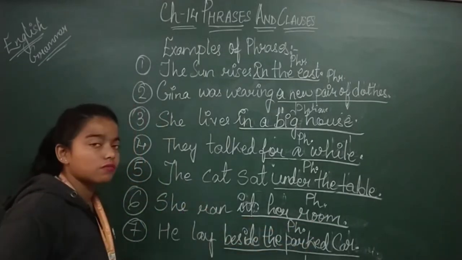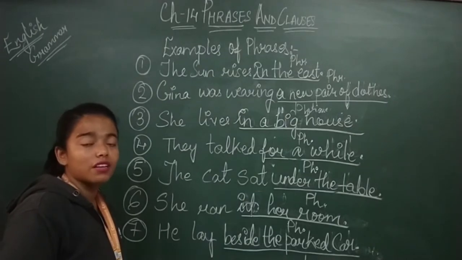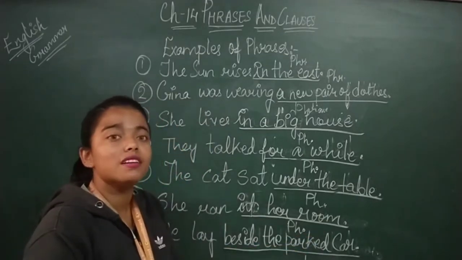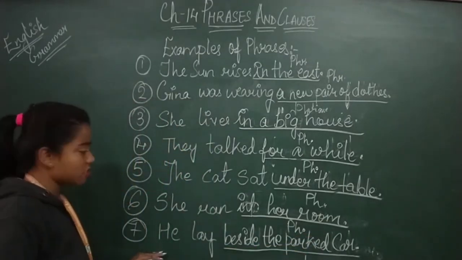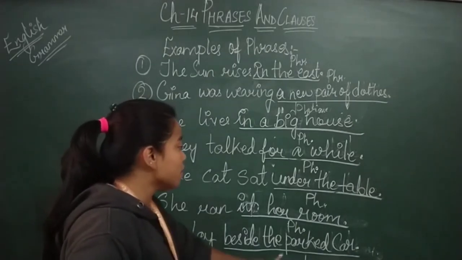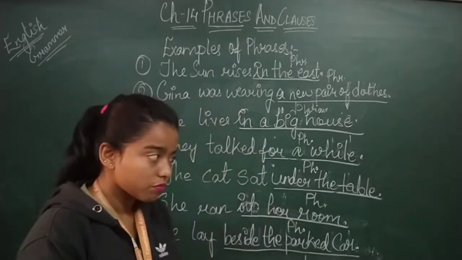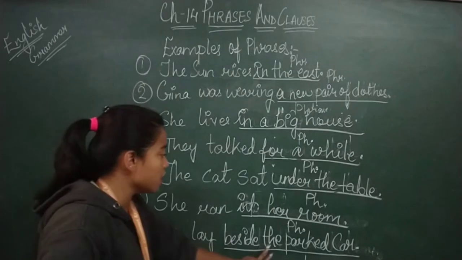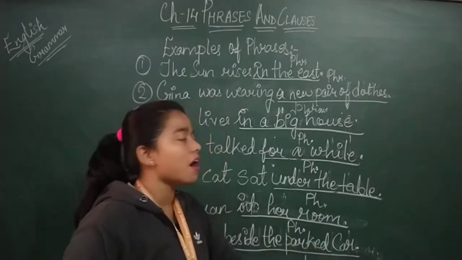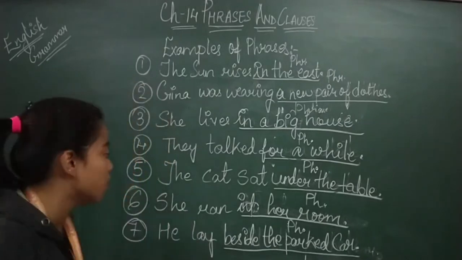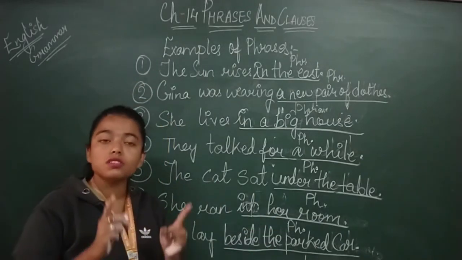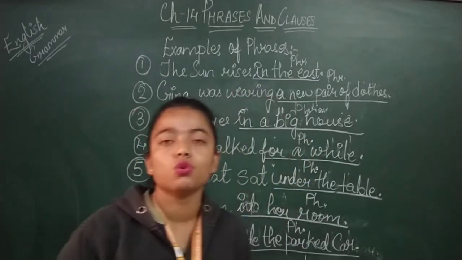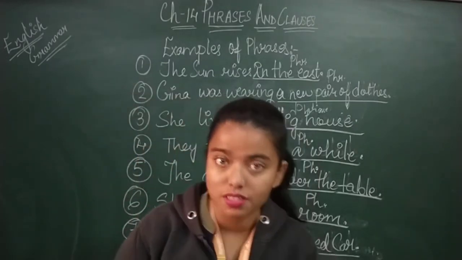If I say "she ran," where did she run? While running, where did she get to? Yes, so I will write she ran into her room, which is making a complete sense. Now the last example, he lay beside the parked car. If I say "he lay," but where did he lay? He lay beside the parked car is making a complete sense. So it is a phrase. Which group of words makes the complete sense? That which makes sense is known as a phrase.